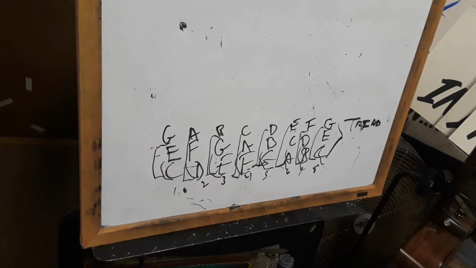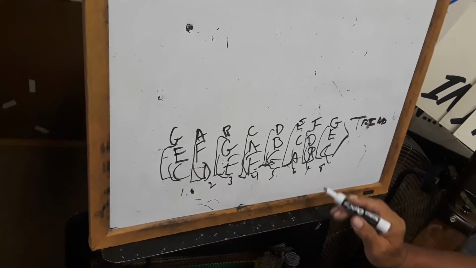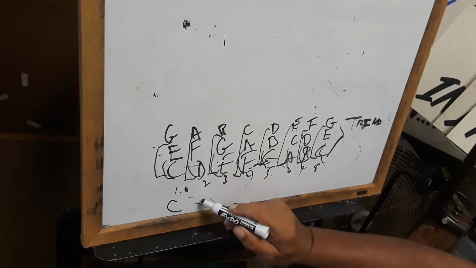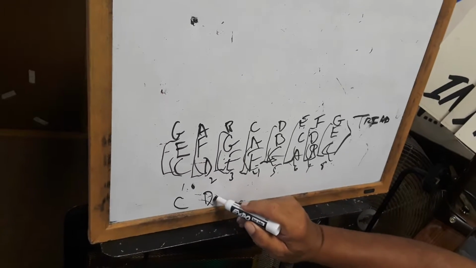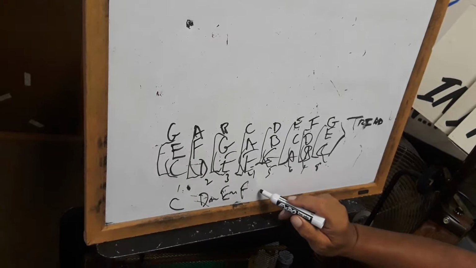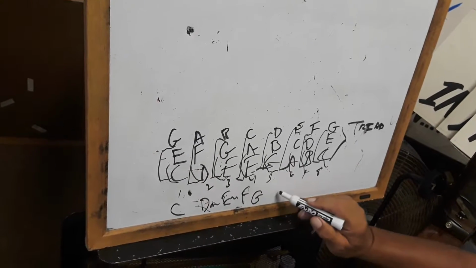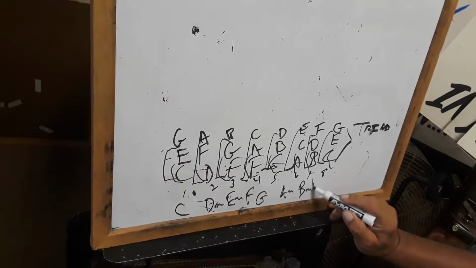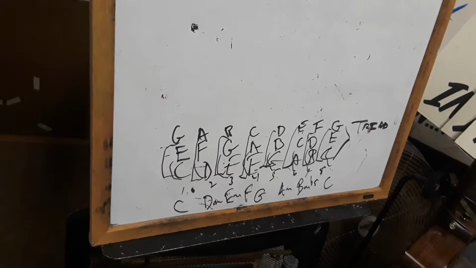So when you have that kind of combination, the first degree becomes a C major, the second degree is a D minor, the third degree is your E minor, the fourth degree is F major, the fifth degree is G, the sixth degree is A minor, the seventh degree is B minor with a flat 5, and then back to C.